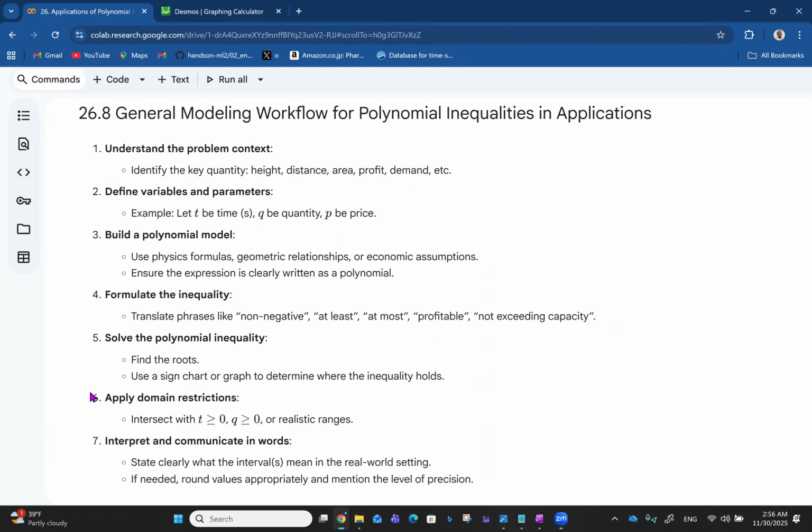Solve the polynomial inequality. Find the roots first of all, then use a sign chart or graph to determine where the inequality holds. Then apply domain restrictions, like intersection with t greater than or equal to 0 and Q greater than or equal to 0, or realistic ranges. Then interpret and communicate in words. State clearly what the intervals mean in the real-world setting. If needed, round values appropriately and mention the level of precision.